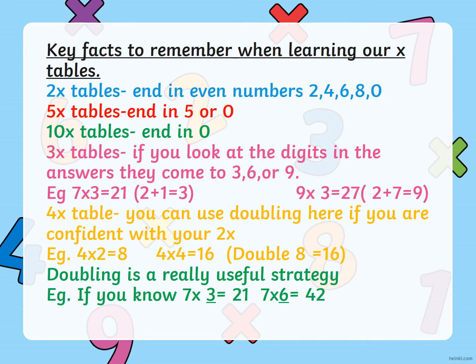Doubling is a really useful strategy. For example, if you know 7 times 3 is 21, 7 times 6 is going to be double 21. We double the 20, we get 40. If we double the 1, we get 2. So 7 times 6 is 42.